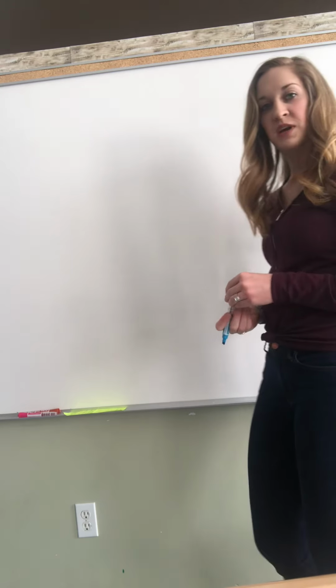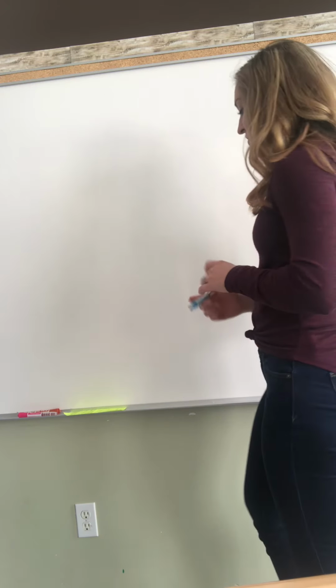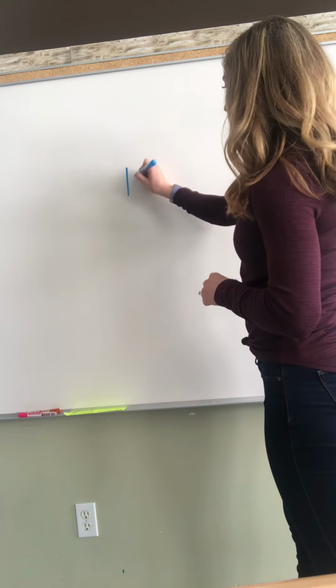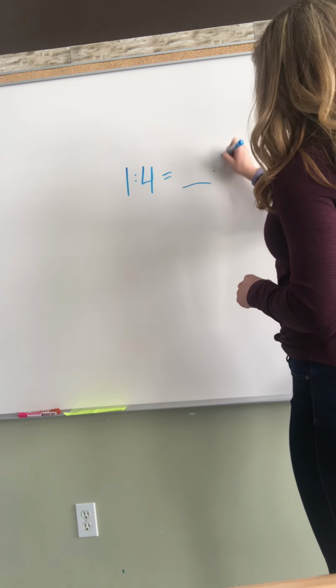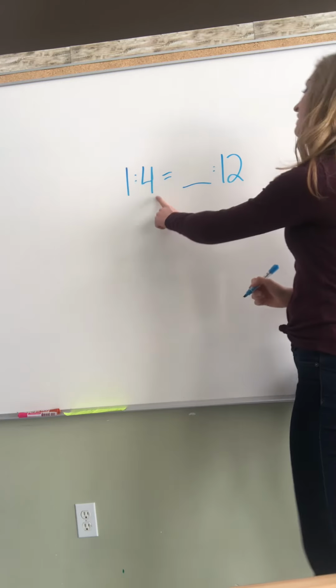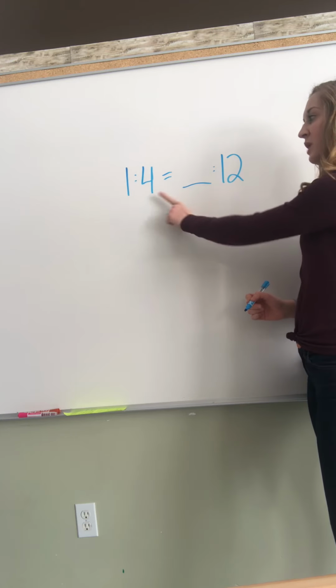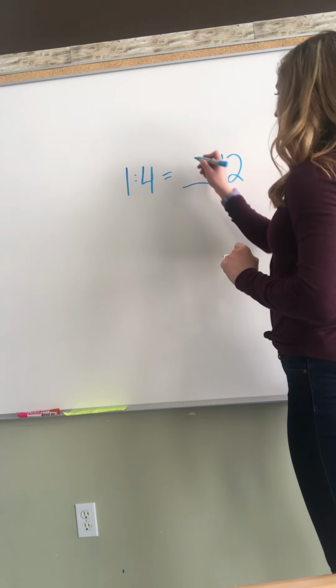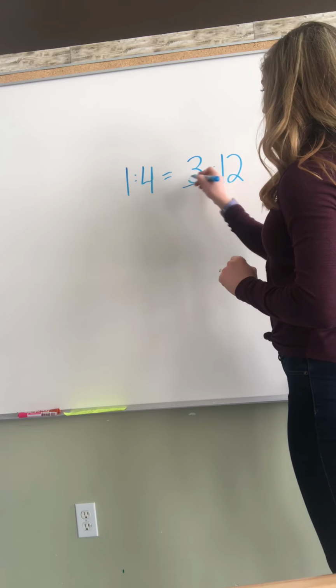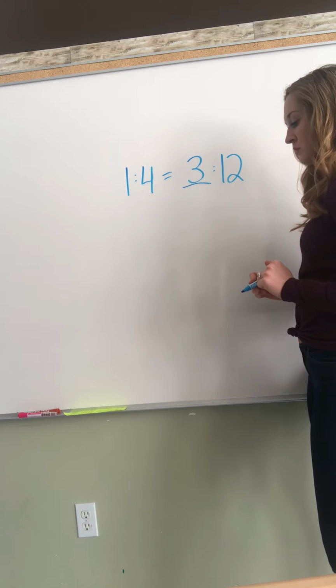So with ratios, we can also find the missing numbers. For example, if I have 1 to 4, and that equals something to 12. Well, how did I get from 4 to 12? Oh, I had to multiply 4 times 3 to get to 12, so I'm going to multiply this by 3. So 1 times 3 is 3.